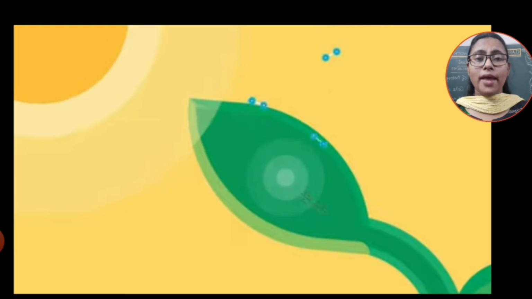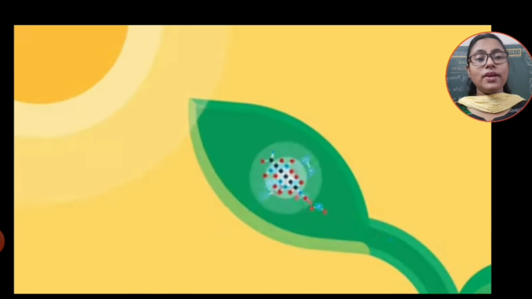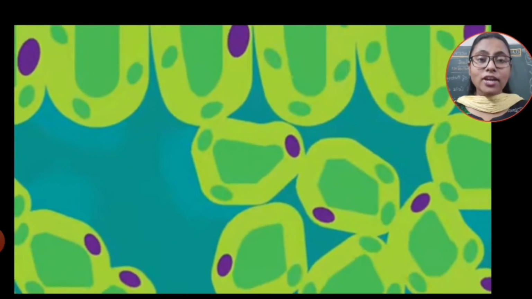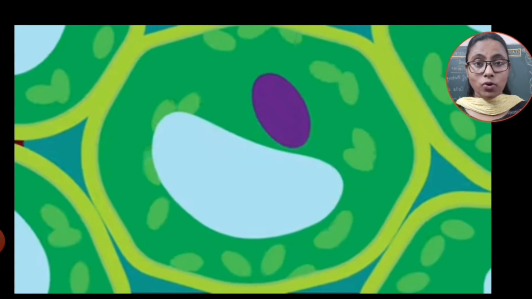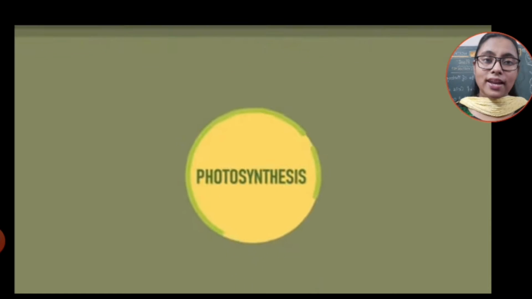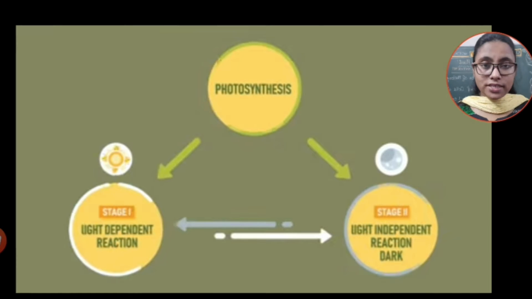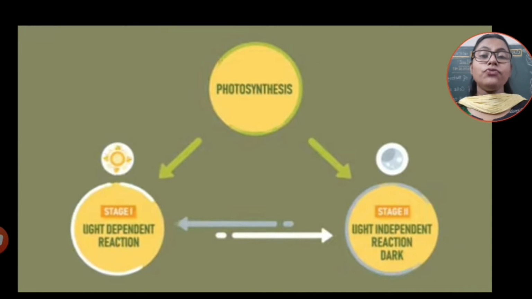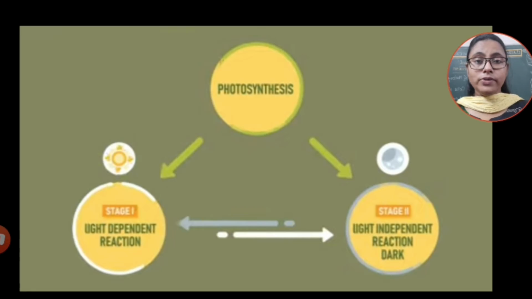In the plant leaf, which is green in color, it takes in materials like carbon dioxide, and inside the cell organelle known as the chloroplast, which contains chlorophyll, it traps the sunlight. The process is divided into two parts, named light dependent reaction and light independent reaction. Next we will discuss the materials required for photosynthesis.